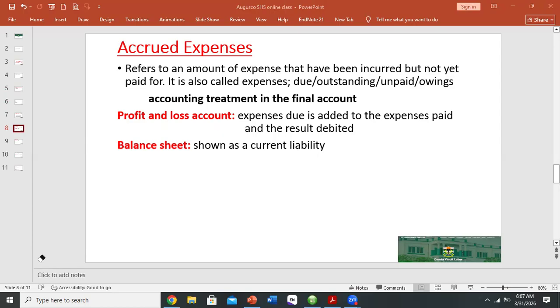So for businesses that have accrued expenses, these are the accounting treatment in the final account. You already know that expenses are shown in the profit and loss account. So if there is any outstanding expense or any expense that has not been paid, we have to include it. And so in the profit and loss account, it is added to the expenses paid, and the result is debited to the profit and loss account. So what it means is that when you are preparing your profit and loss account and there is any outstanding expense, you will add it under your operating expenses.